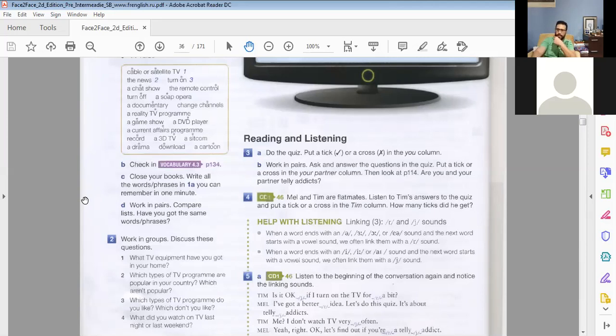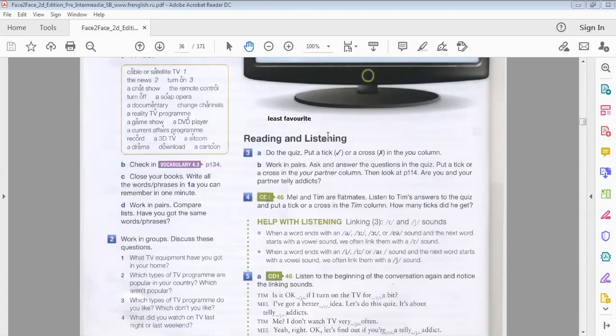I think current affairs programs. Documentaries, okay. And sitcoms, you don't like them very much. Yes. All right, so this is the meaning of least favorite. Least favorite means the last. Something I don't like. The last in the list. Okay, so let's move on.